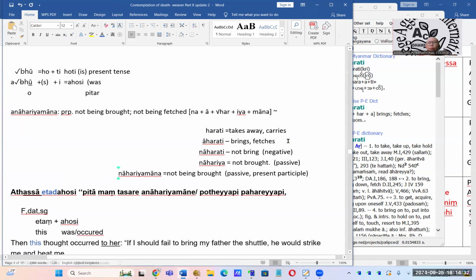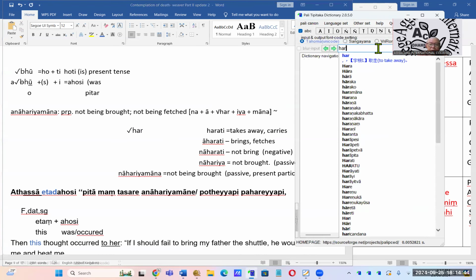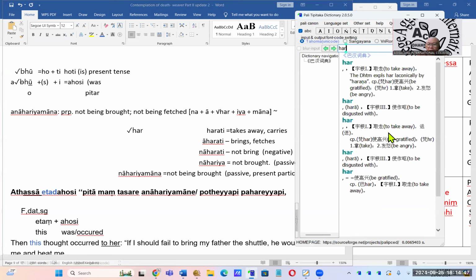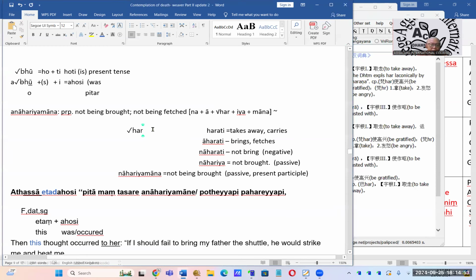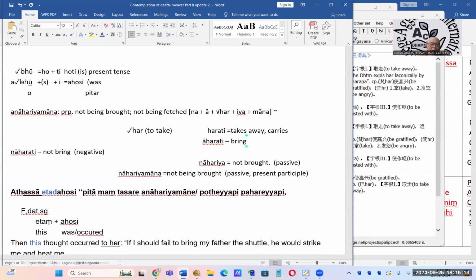So that's how we build our vocabulary. First, you start with a simple thing, har. Actually, first you start with the root, because in Pali the root makes an important statement. Har takes away. Another meaning is disgusted or gratified. So har is to take. From the har you get, I will repeat, harati, present tense, takes away, carries. Then when you put the a with the opposite meaning, brings. I think we just choose brings is enough here.